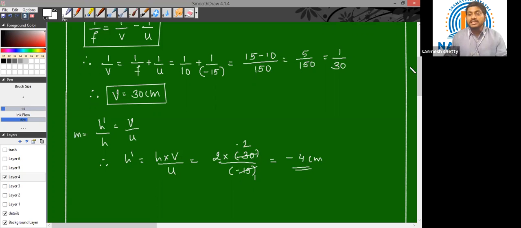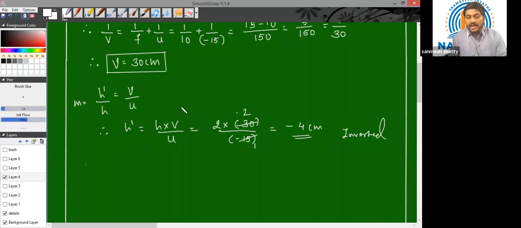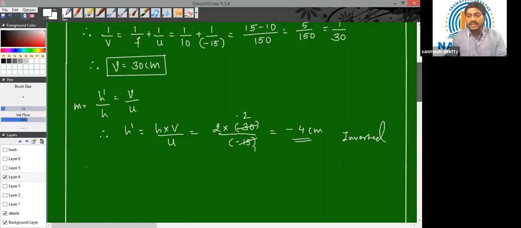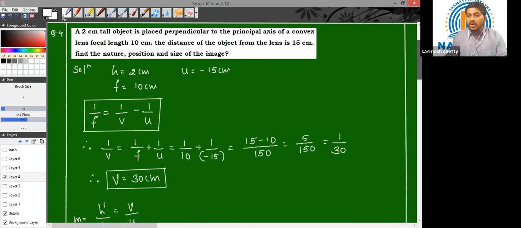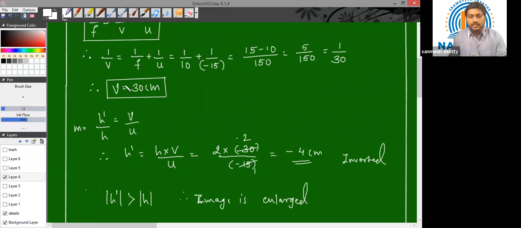Now this minus sign, what does it tell you? That the image is inverted. Also, since the image height is bigger than the object height, or rather I should say mod of h dash is greater than mod of h, therefore the image is enlarged. One more property we can find out. Since it is formed on the other side of the lens, it is a real image.